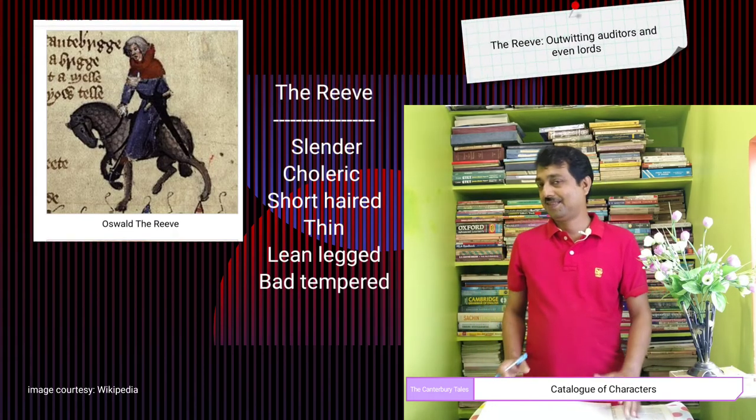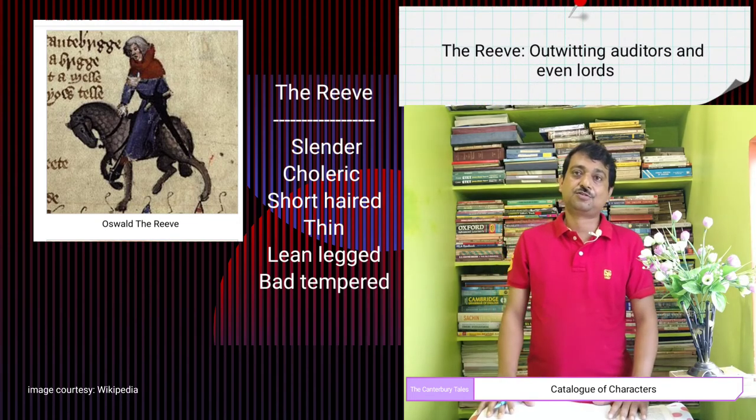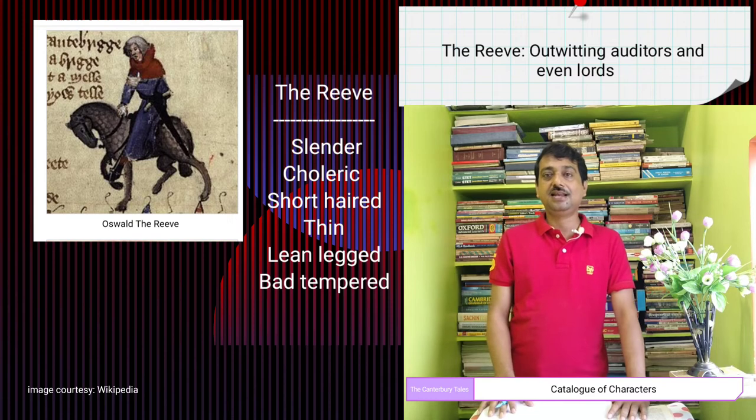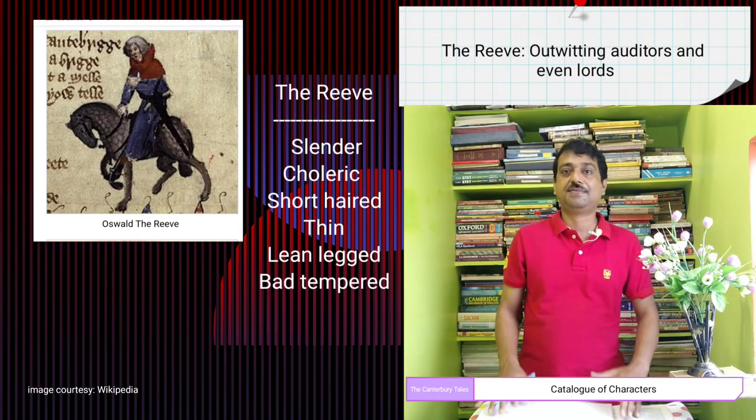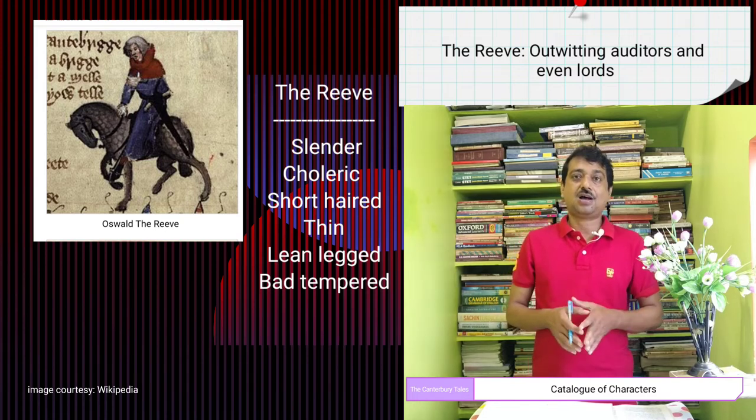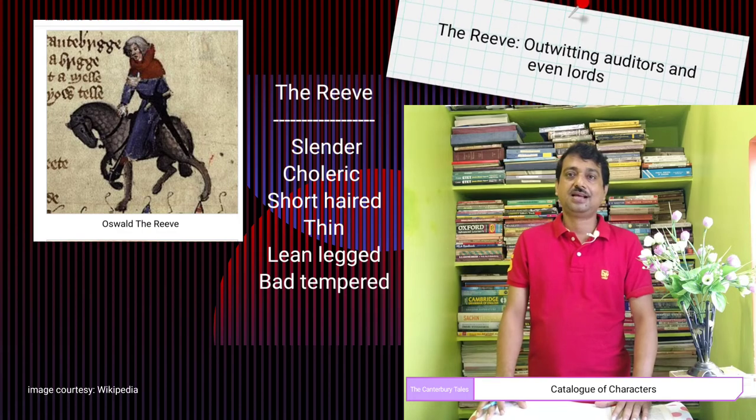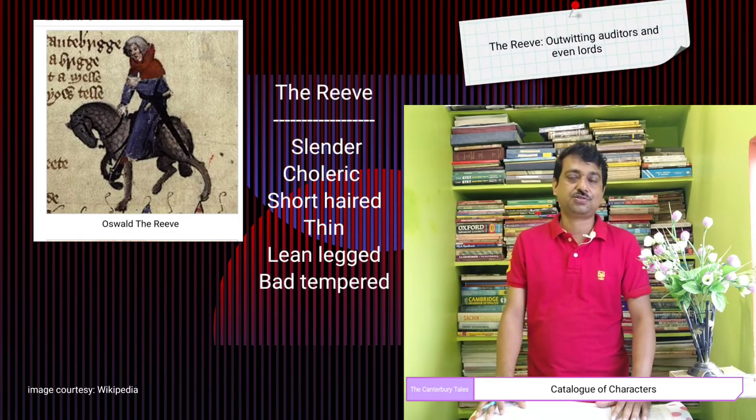The Reeve, a slender, choleric man, short-haired, thin, lean-legged, bad-tempered manager of a large estate, was able and efficient. Outwitting auditors and even lords, he has accumulated a huge fortune for himself.